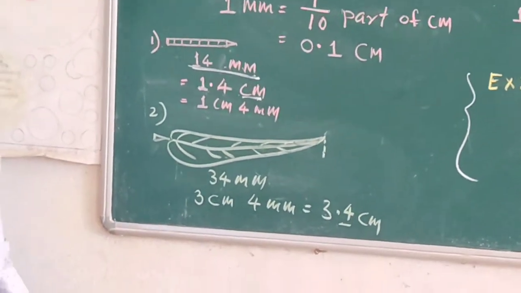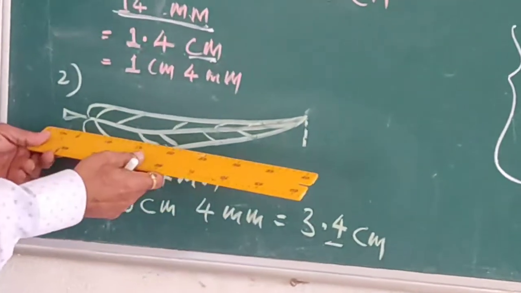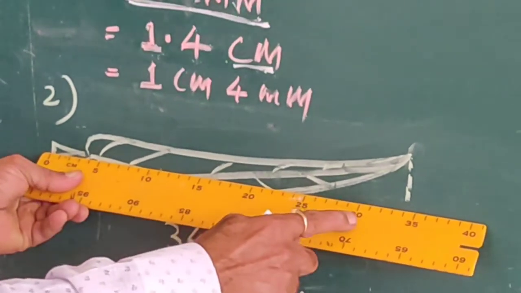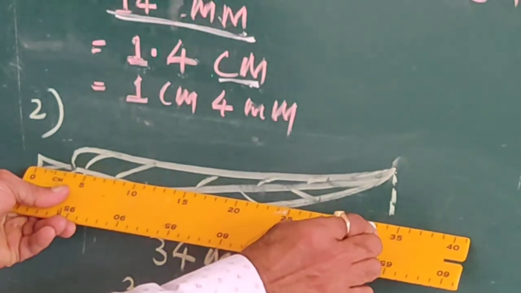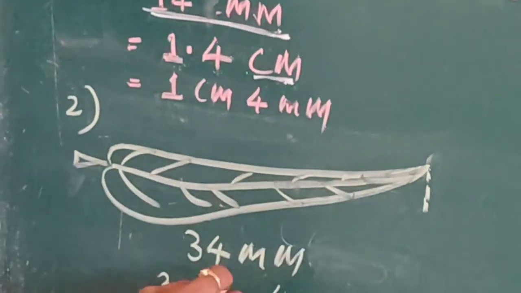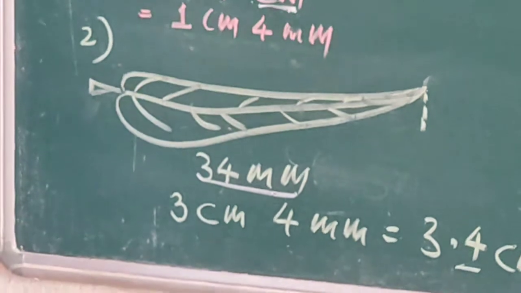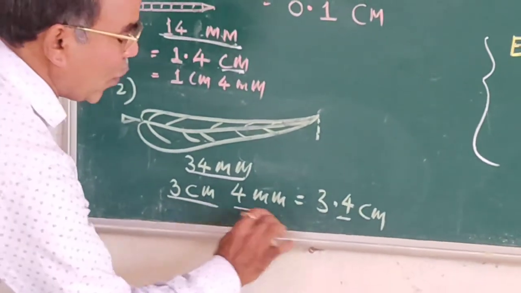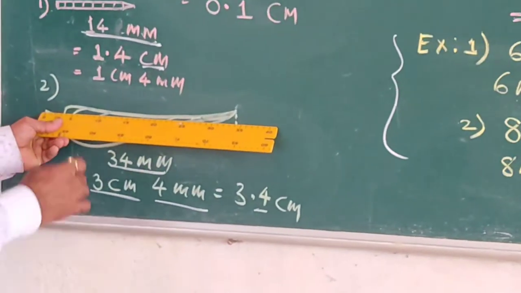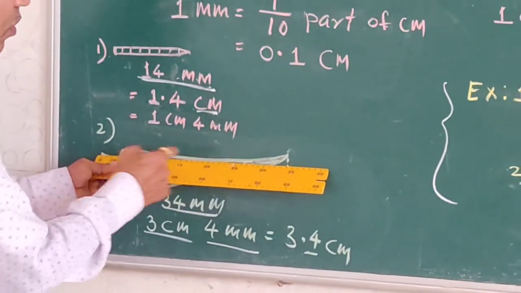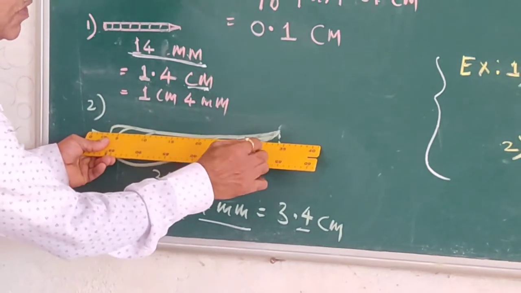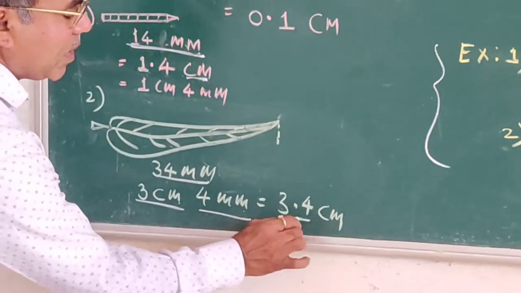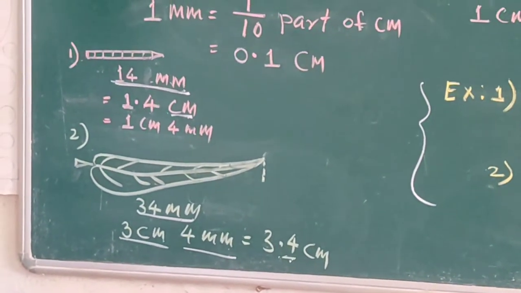One more example. Again I will find out the measurement of this. You can see here the number 30, and after 30, 1, 2, 3, 4. So in mm it is 34 millimeter. That means in centimeter it is 3 centimeter complete and 4 mm. You can see 1, 2, 3, so 3 centimeters are completed, and after that how many millimeters? 1, 2, 3, 4. So 3 centimeter 4 millimeter is also equal to 3.4 centimeter.